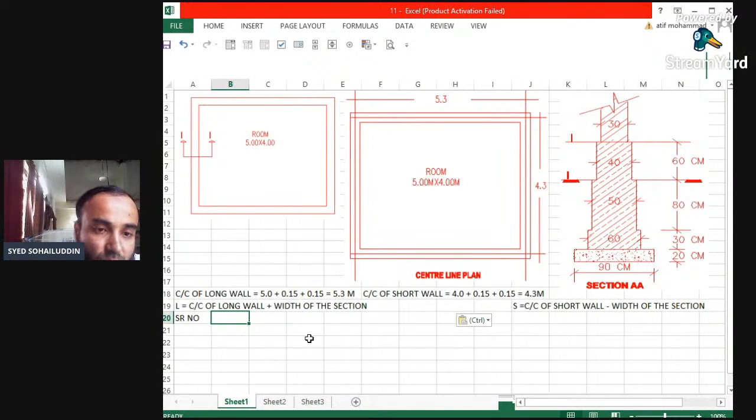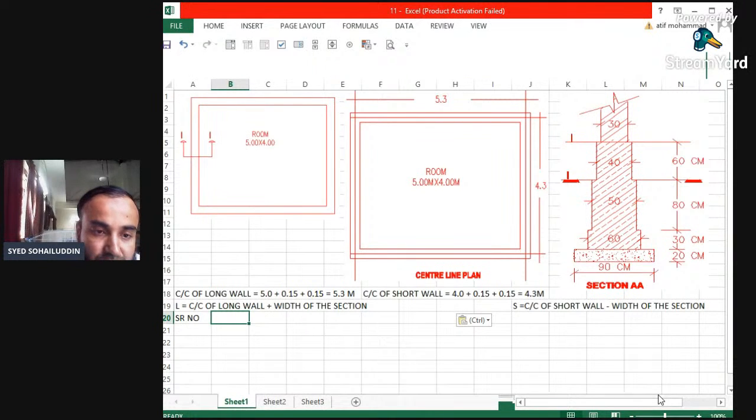So I have written the length of long wall as the formula: center to center distance of long wall plus width of the section. What is the formula to calculate the length of long wall? For PCC here, the width of PCC is 90 centimeters and the depth of PCC is 20 centimeters. L is nothing but the length of long wall. The center to center distance of long wall is 5.3 meters, which we have already calculated here.